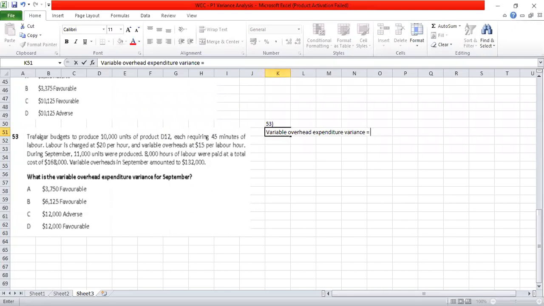The question says Trafalgar budgets to produce 10,000 units of product D12, each requiring 45 minutes of labor. Labor is charged at $20 per hour and variable overheads at $15 per labor hour. During September, 11,000 units were produced. 8,000 hours of labor were paid at a total cost of 168,000. Variable overheads in September amounted to 132,000.